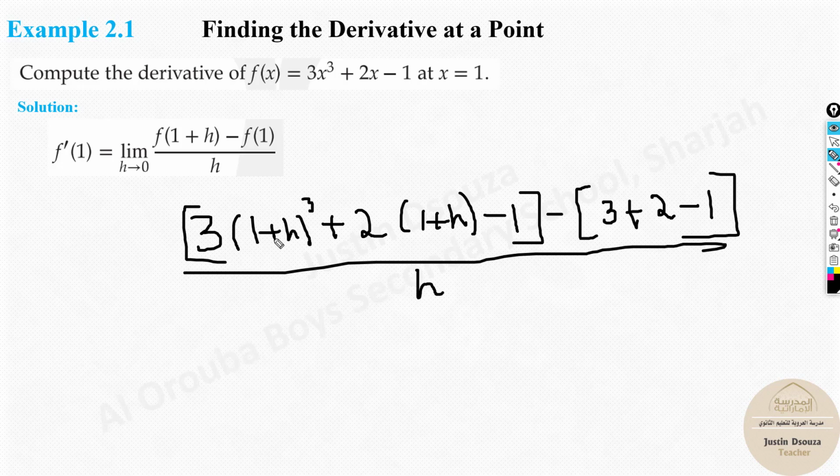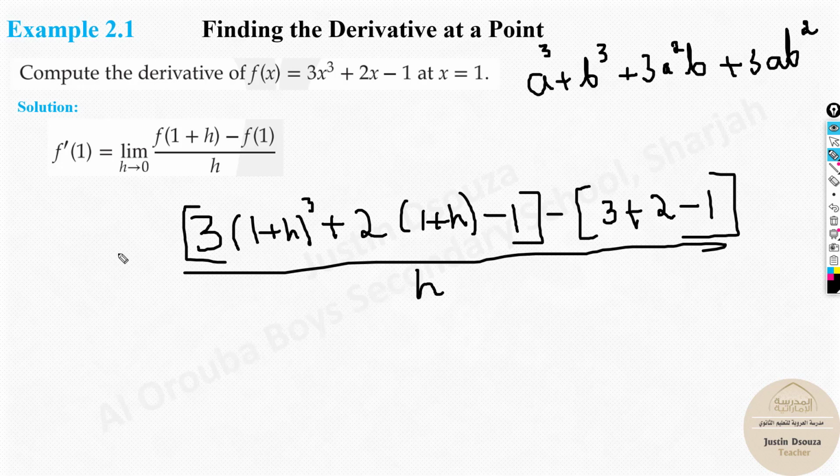Now we have to simplify. I hope you remember the a plus b the whole cube formula. It is a cube plus b cube plus 3a squared b plus 3ab squared. This is the expansion. Or if you're getting confused, you can do this as a plus b the whole square multiplied by a plus b. You can do the a plus b the whole square formula and then use the distributive property for the 1 plus h term. But this formula is much easier because the other one will be very complicated.